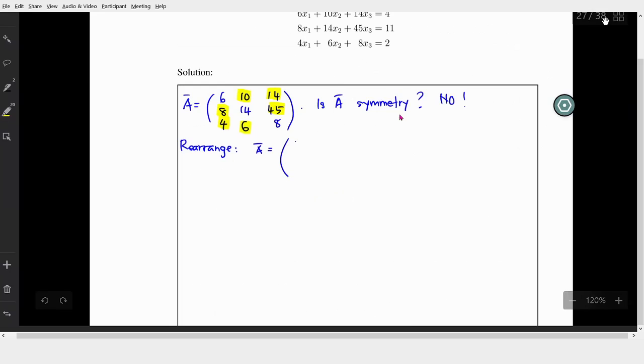For this one, I just put the answer directly here. So 4, 6, 8, and then you have 6, 10, 14, and 8, 14, and 45. Again, maybe for the first time, it is not quite obvious to see. But when you do a lot of exercises, it will come naturally to you. Then you can just rearrange in your head. But for the first time, maybe you want to try on paper, so if you make a mistake you can erase and so on.